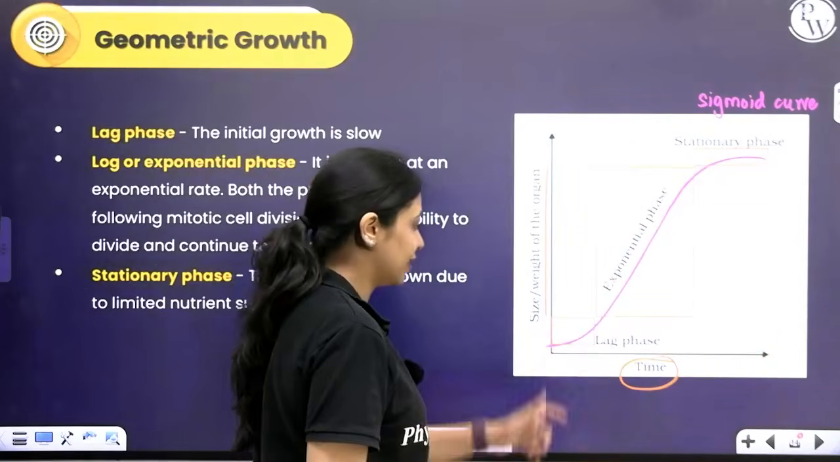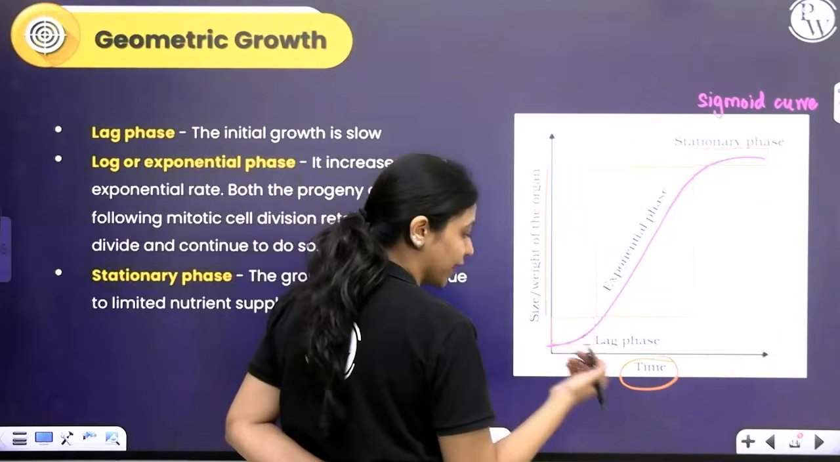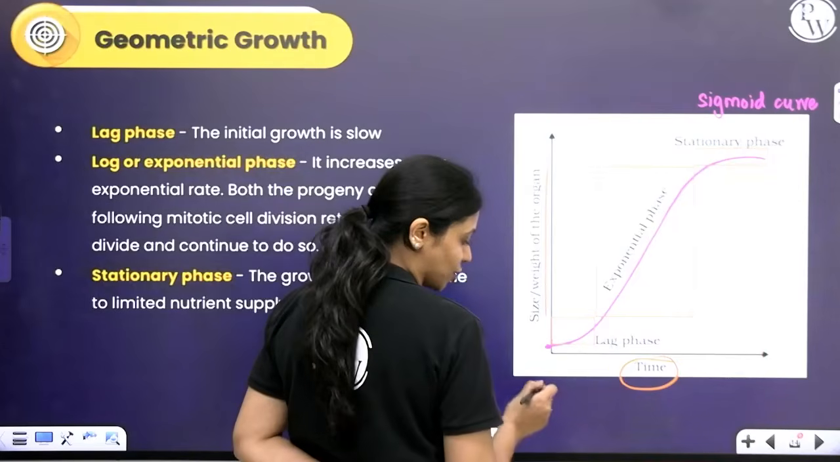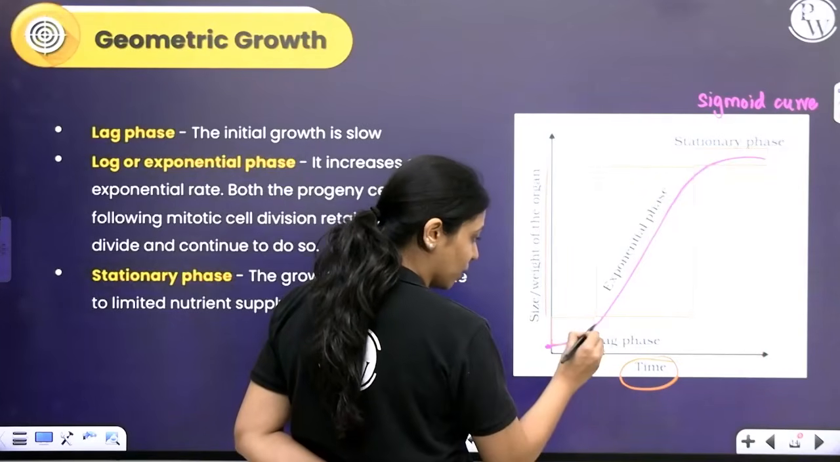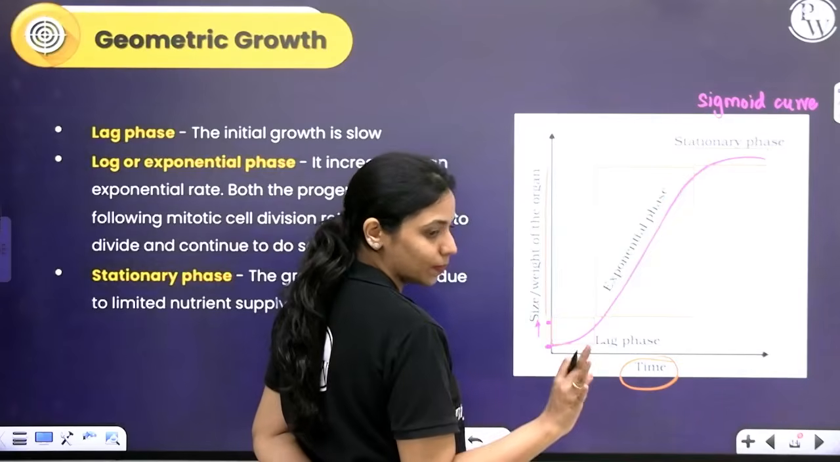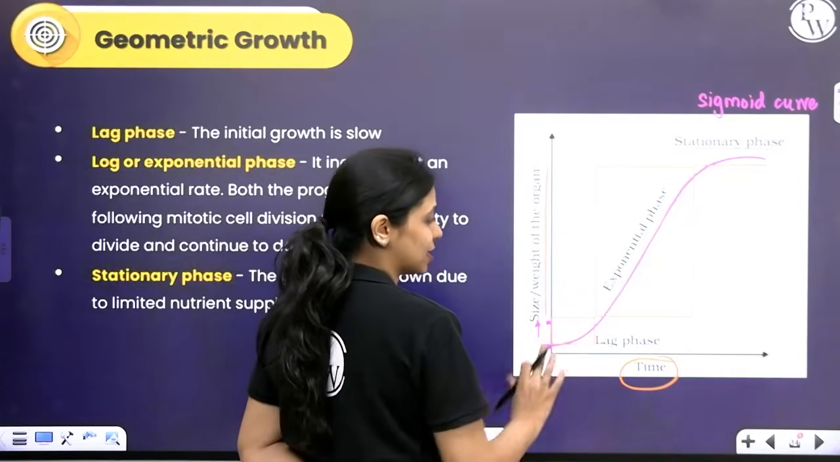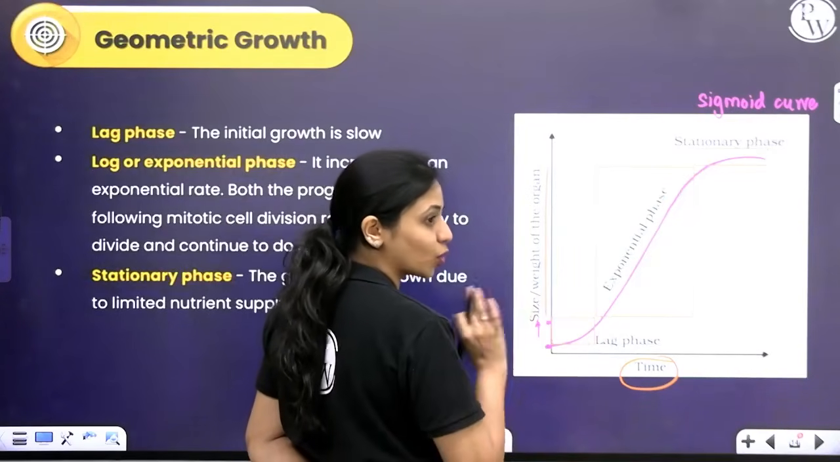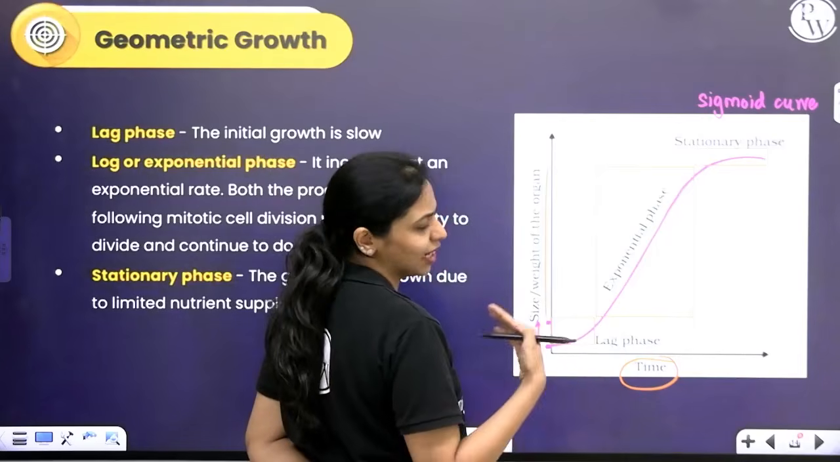What can we see in the lag phase? Is there growth at all? There is growth. Initially it was this much, the size or the weight, but right now it is this much. Growth has been there, but it is a little slow. Slow growth happens in lag phase. Doesn't mean growth is not happening at all, it's happening but at a very low rate.